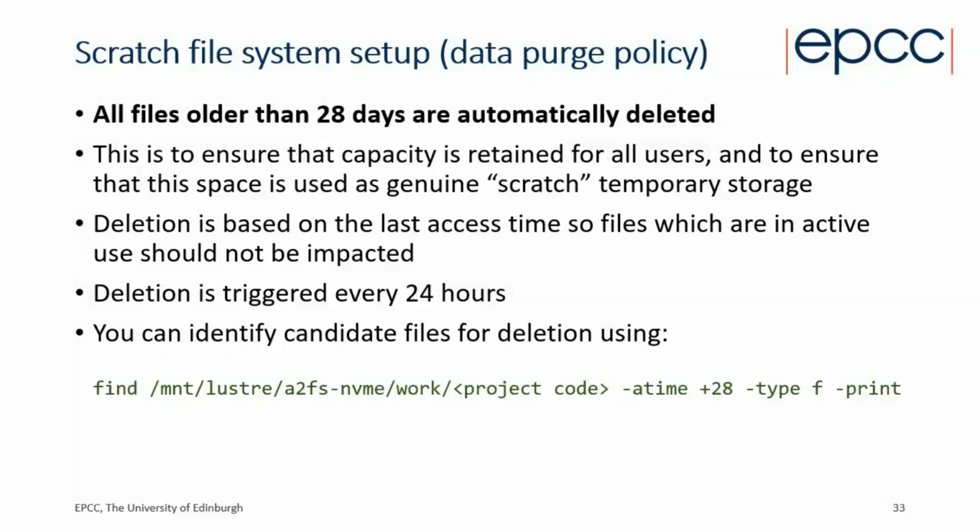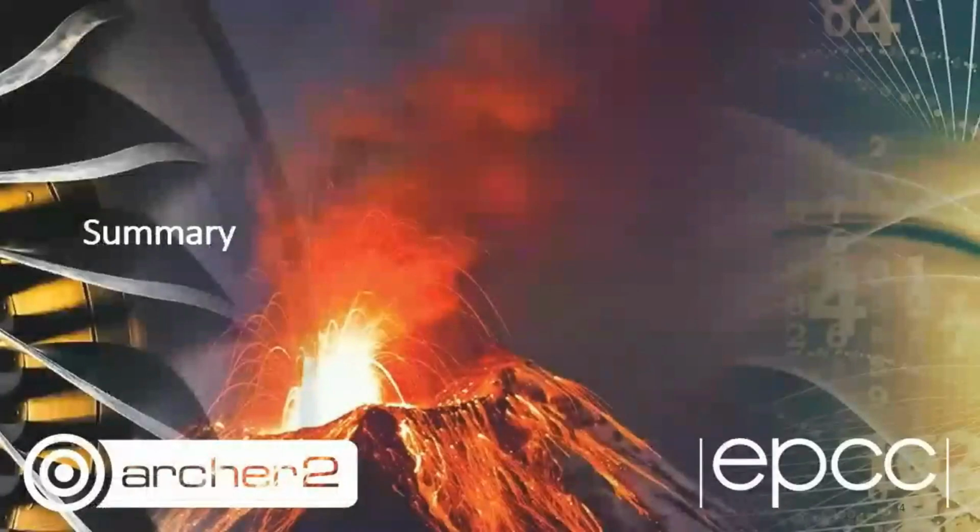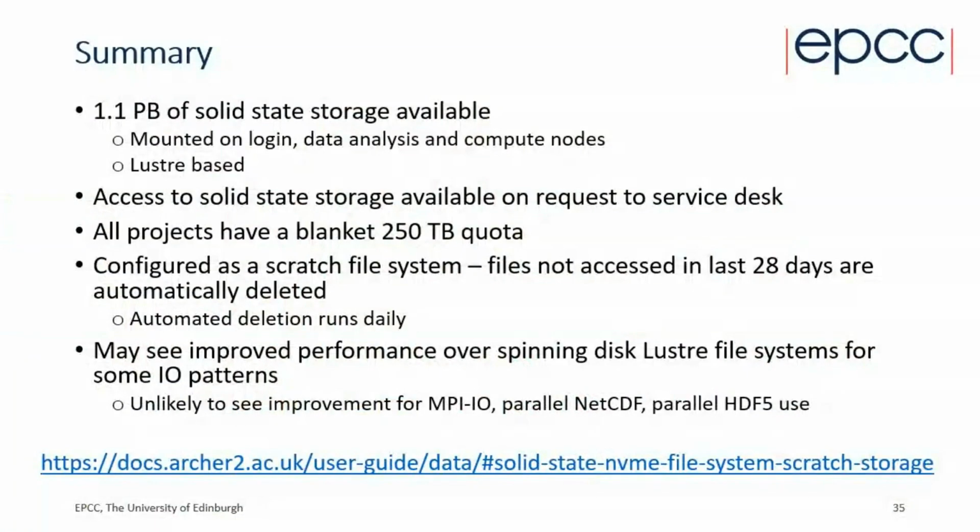As I said, this is triggered every 24 hours, and you can identify candidate files for deletion using the find command there. I won't pretend we're doing anything more advanced than that when we're deleting it. That's a find command as well. It turns out that sometimes the oldies are the goodies. So that's a quick summary there. I think I've covered everything though, so let's move on. Thank you.